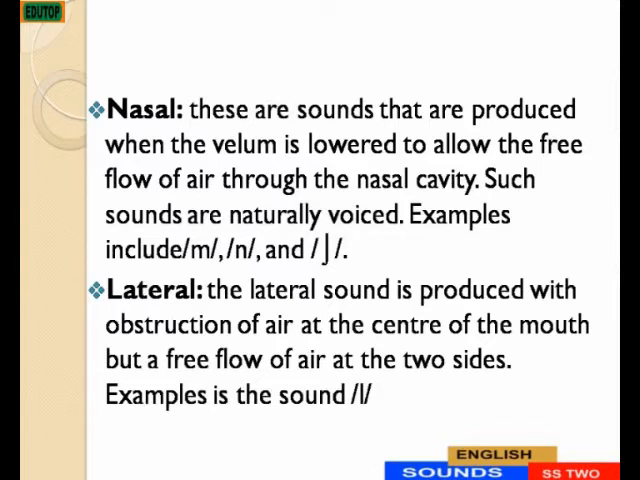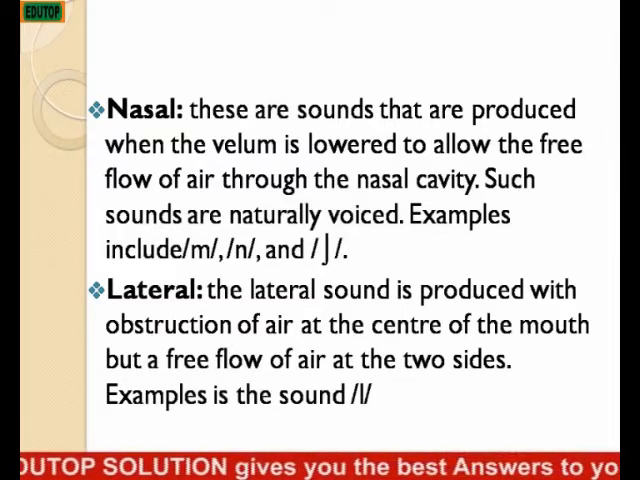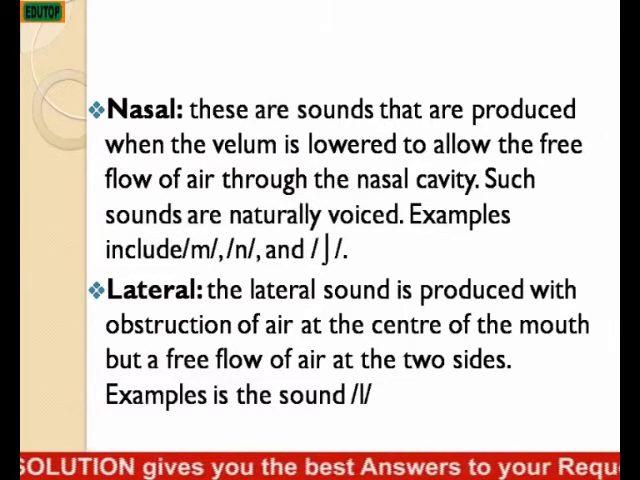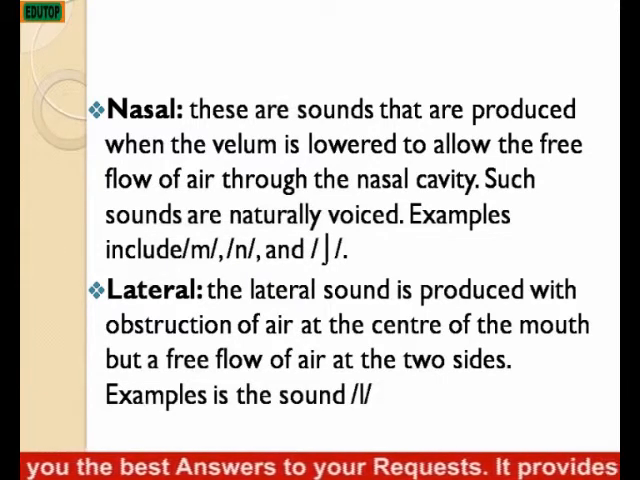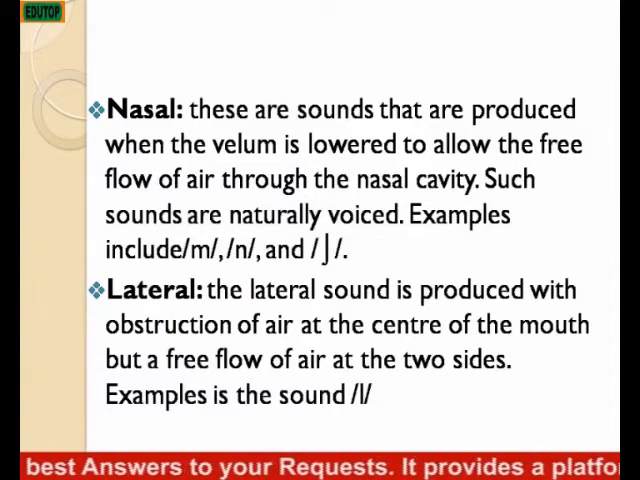Lateral sounds. There is only one lateral sound in the English language, and it is produced with obstruction of air at the center of the mouth, but a free flow of air at the two sides. So when you produce the lateral sound, the air will be flowing freely on the two sides of the mouth. That is, the tongue will be blocking the center while the air will flow through the two sides of the tongue. The only lateral sound in English is L.